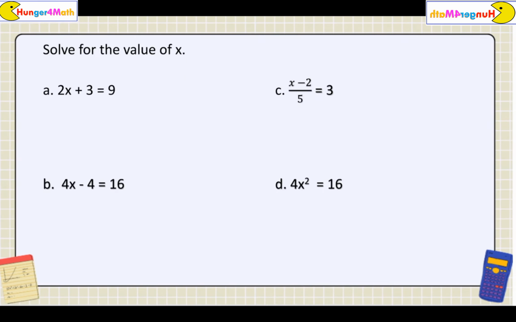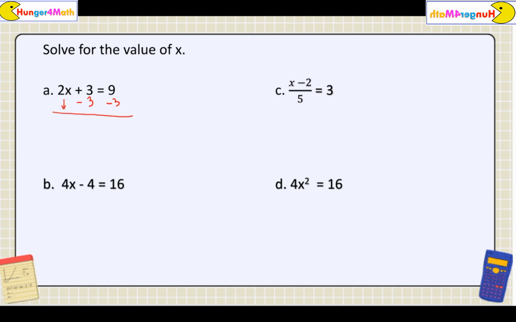Now let's solve two-step equation. Here, solve for the value of x. Letter A, we have 2x plus 3 is equal to 9. So here, let's eliminate first the plus 3. And the inverse of that will be minus 3. And we have to do it on both sides of the equation to make it balance.